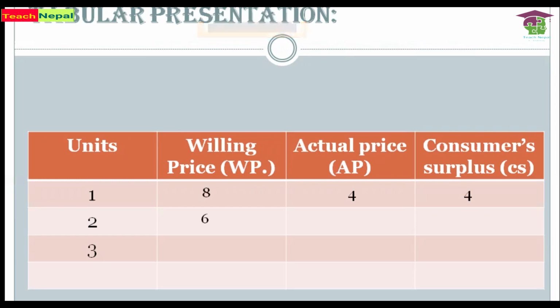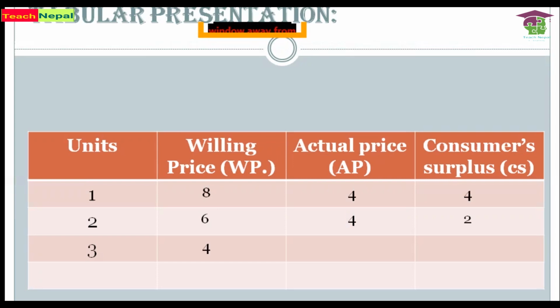Second unit provides 6 marginal utility. That's why the consumer is prepared to pay rupees 6. But market price is the same, rupees 4. Now, consumer surplus exists for the second unit also, but consumer surplus decreases.